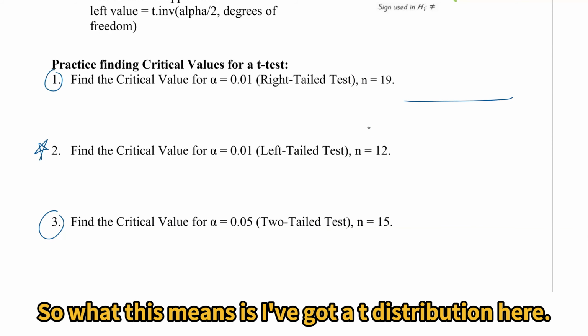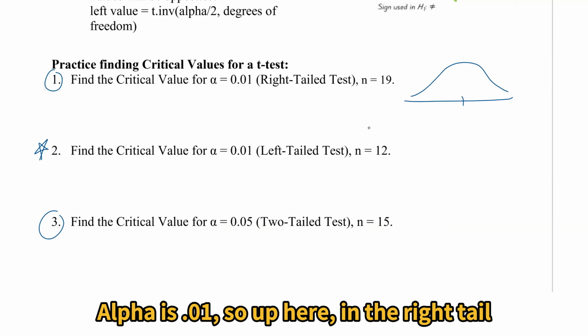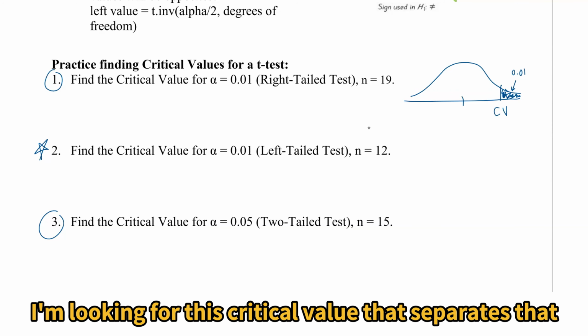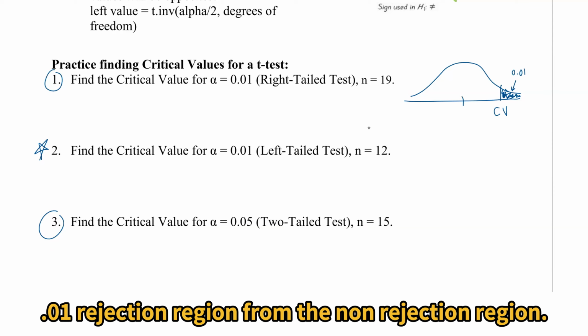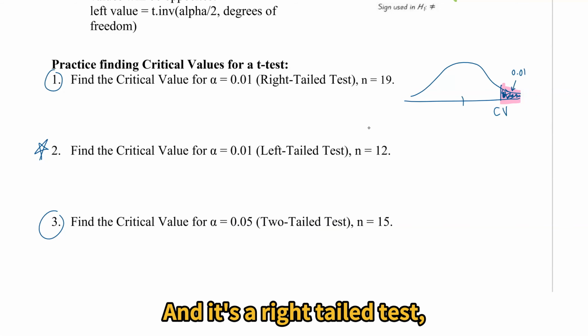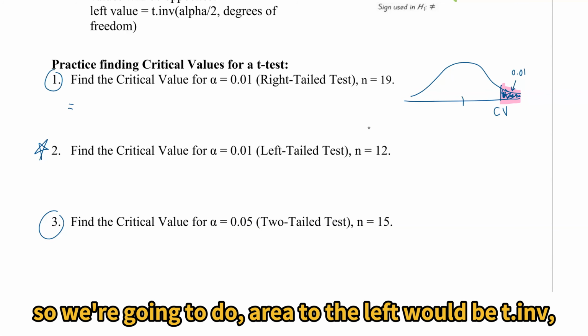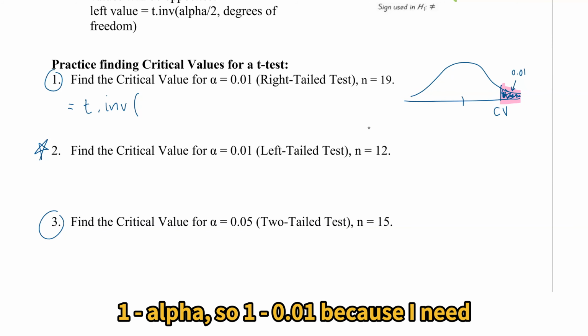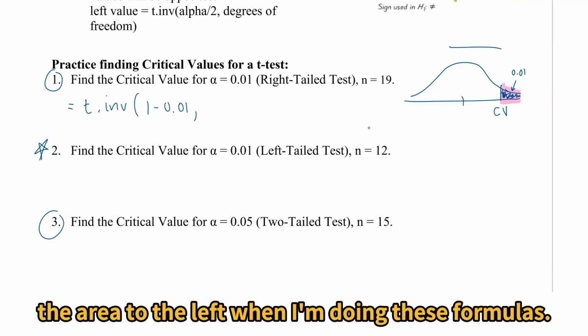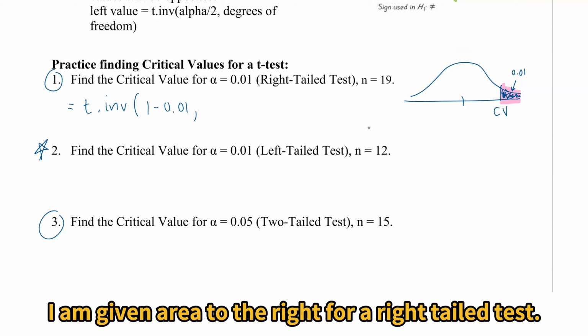So what this means is I've got a t-distribution here. Alpha is 0.01, so up here in the right tail, I have 0.01 area. I'm looking for this critical value that separates that 0.01 rejection region from the non-rejection region. And it's a right-tailed test, so we're going to do area to the left, which would be t.inv, 1 minus alpha, so 1 minus 0.01, because I need the area to the left when I'm doing these formulas. I am given area to the right for a right-tailed test.